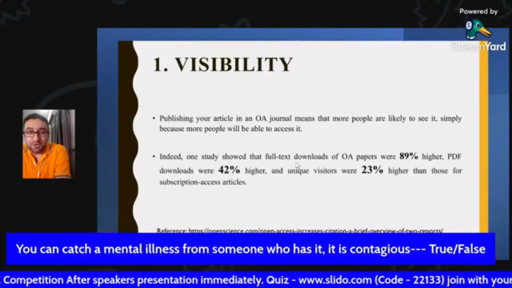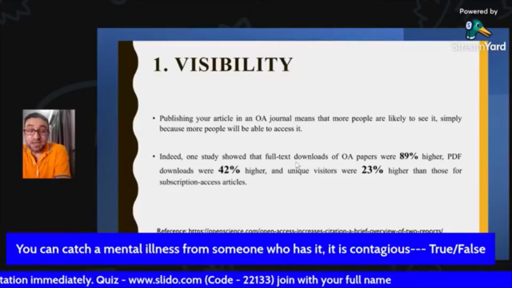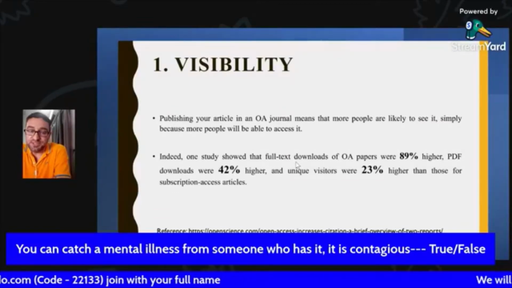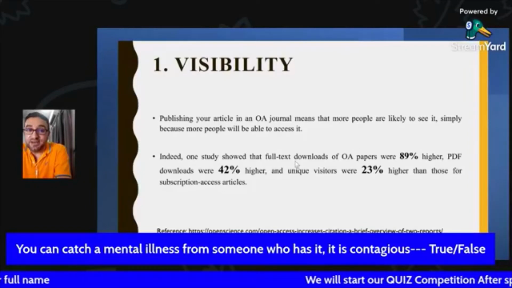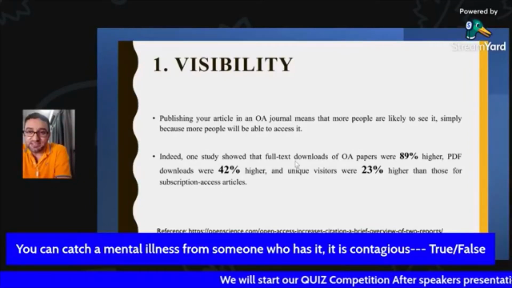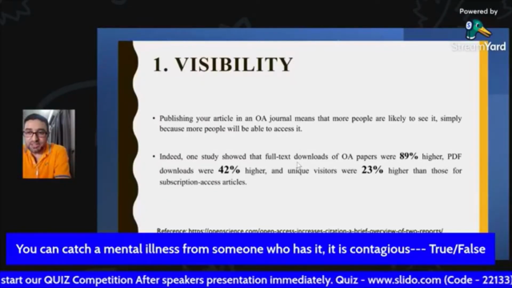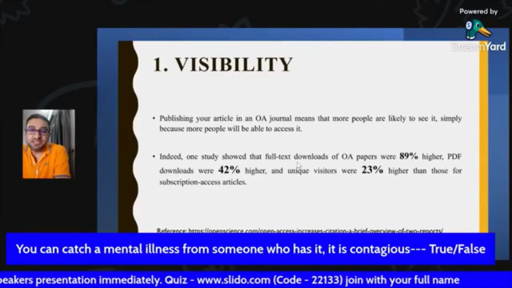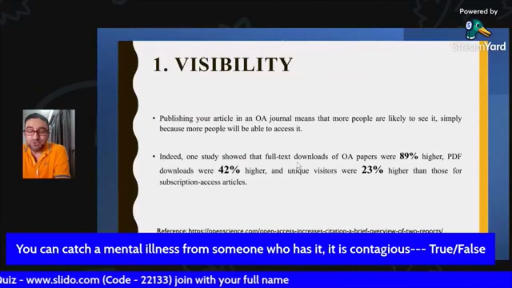Many people around the world are considering your paper, citing your paper, mentioning your paper in their research or in their PhD theses or dissertations or whatever. This is because it's available for free. It's open access. This is one of the most important things you need to consider. Publishing your article in an open access journal gives you more visibility, as more people are likely to see it simply because more people will be able to access it and cite your journals.